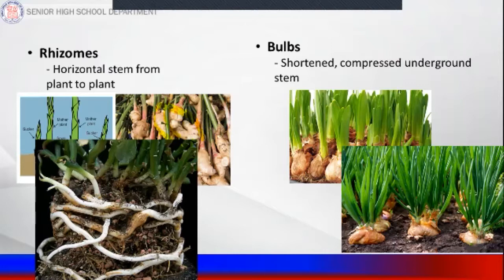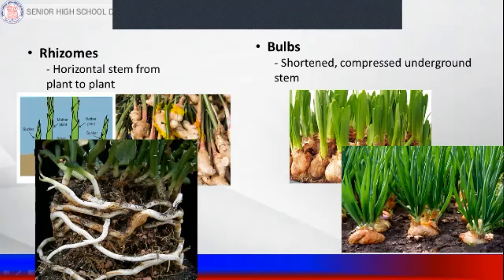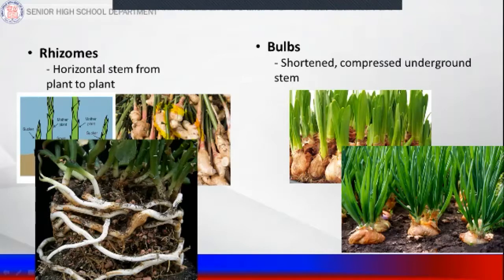We also have bulbs, particularly the onion. You just plant the onion, and then it can produce its stem. The bulb is compressed underground, so you put the bulb itself underground, and then it may produce another plant which is identical to its parent plant.